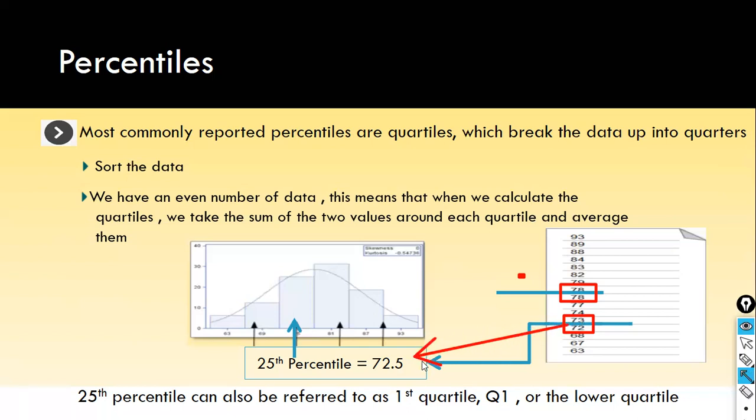This is nothing but your 25th percentile. So this 25th percentile value is 72.5. Can you tell me what value is there in my 25th percentile? 72.5. Similarly, can someone tell me what value is there in my 70th percentile?